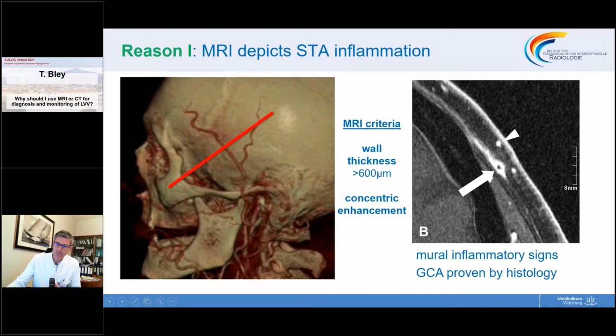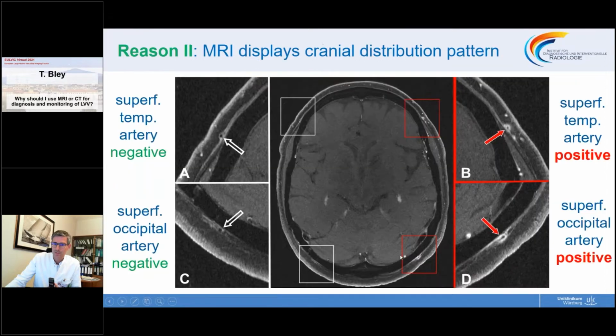And our criteria in MR for enhancing and inflamed arteries are 600 micrometers in thickness, measured like this, and concentric enhancement. And on the very first view, you can see which segment is involved and which is not, even without enlargement. These little boxes are enlargements of those, and a little bit indicative here, the red. This is the inflamed superficial left frontal artery. This is the inflamed superficial occipital artery on the left side. And on the right side, you can see this is just vasa vasorum. There's no inflammation. So on the first glance, you know which segment is inflamed and which is not.